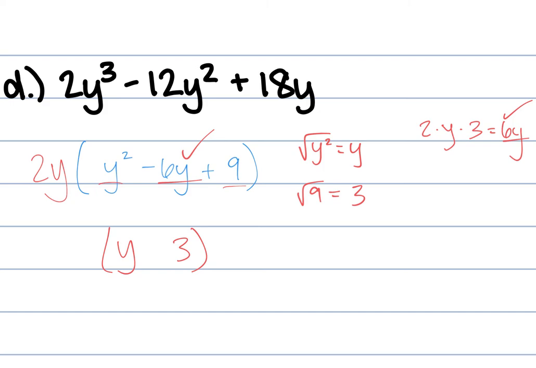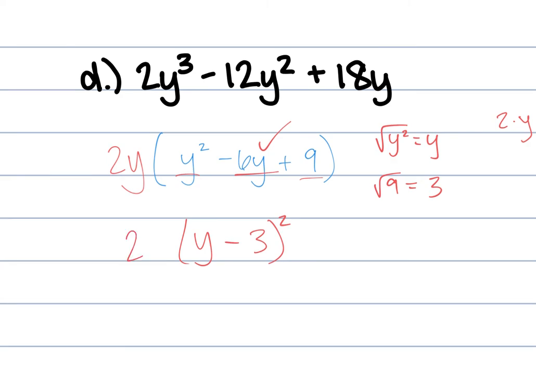Now we check the sign. What goes between them? A minus sign, okay? And it's y minus 3 squared. Do you guys see the difference here? This is squared because we have a middle term. If there was no middle term, it would be y minus 3, y plus 3. Do you guys see the difference? Okay? You need to be checking for that. So when there's a middle term, it's a binomial squared. When there's no middle term, it's going to be sum and difference. Okay? And this is my final answer.